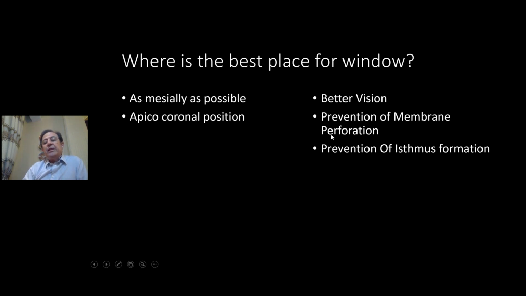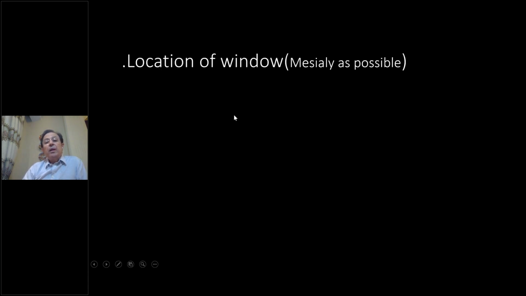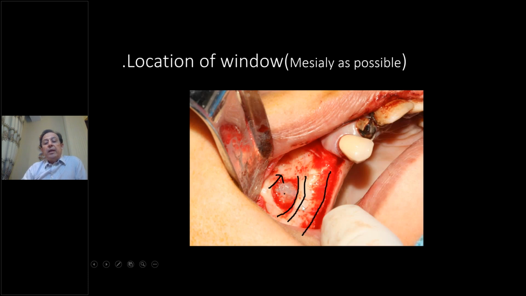A lot of perforation is done during the mesial lifting. And also, as I told you, prevention of isthmus formation prevents impairment of the mucociliary drainage. And about the apicocoronal position, as I told you, it's better when we detect the mesial wall of the sinus. It's better to prepare it as mesially as possible.